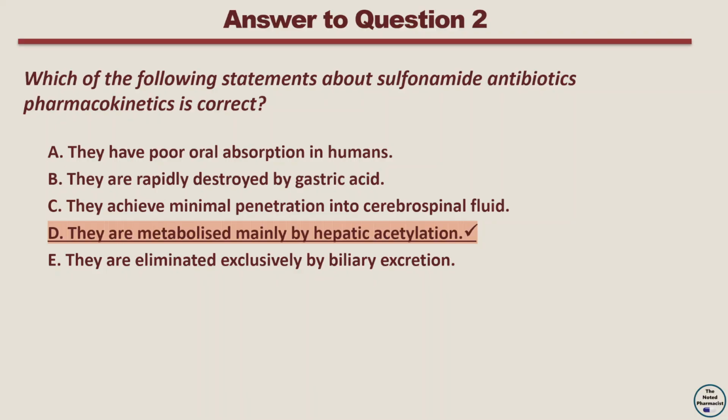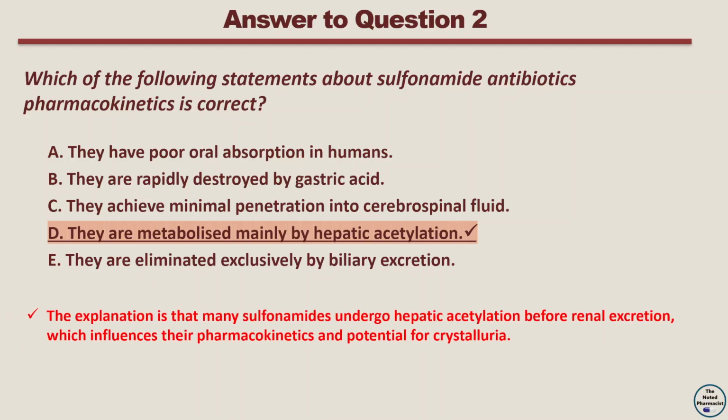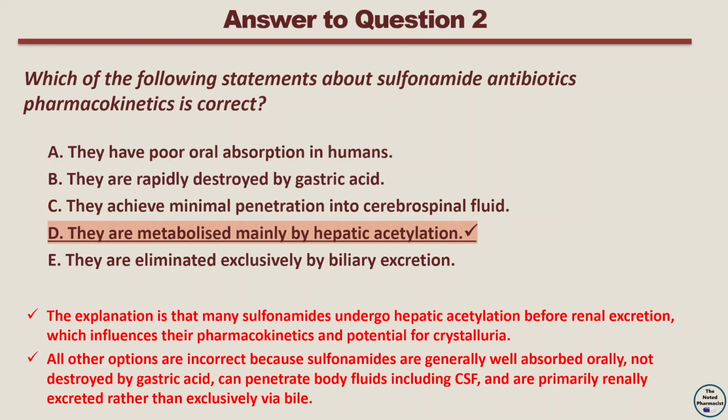The correct answer is option D. They are metabolized mainly by hepatic acetylation. The explanation is that many sulfonamides undergo hepatic acetylation before renal excretion, which influences their pharmacokinetics and potential for crystalluria. All other options are incorrect because sulfonamides are generally well absorbed orally, not destroyed by gastric acid, can penetrate body fluids including CSF, and are primarily renally excreted rather than exclusively via bile.